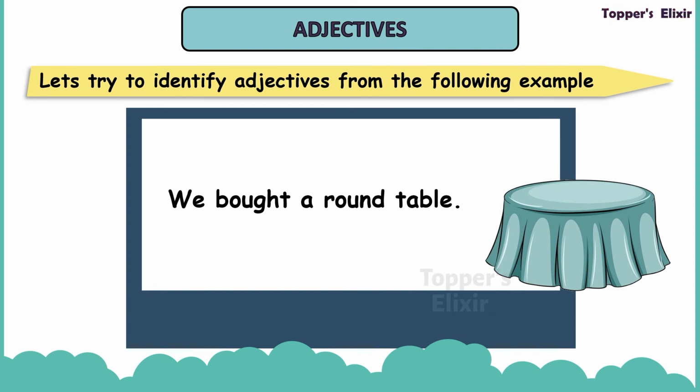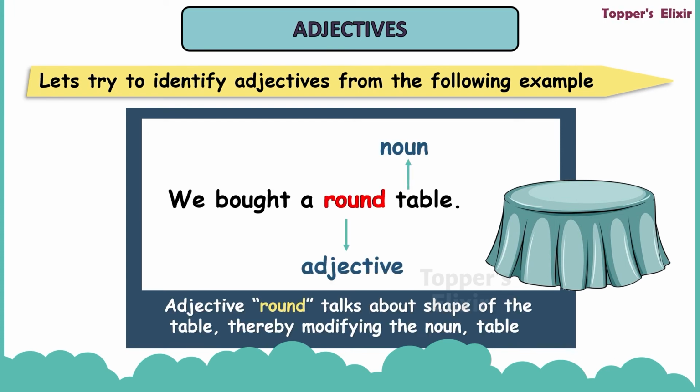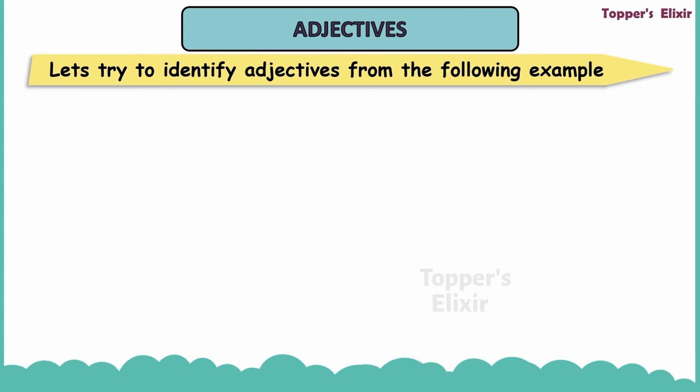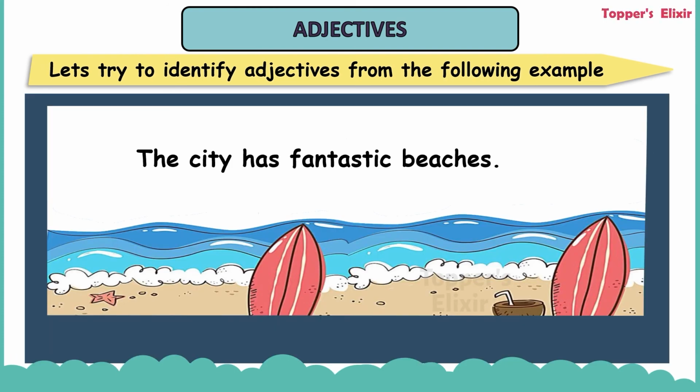We now know that adjectives are describing words. And have you ever noticed that we often use shapes to describe things like circular, rectangular, or maybe triangular, square? If you see in this example, we bought a round table. Here, the adjective round talks about, or I can say describes the shape of the table, thereby modifying the noun table. Let us now look at another example. The city has fantastic beaches.